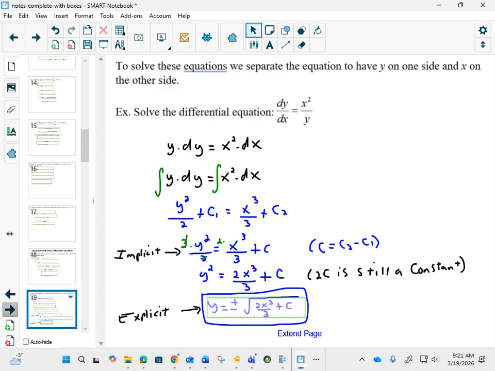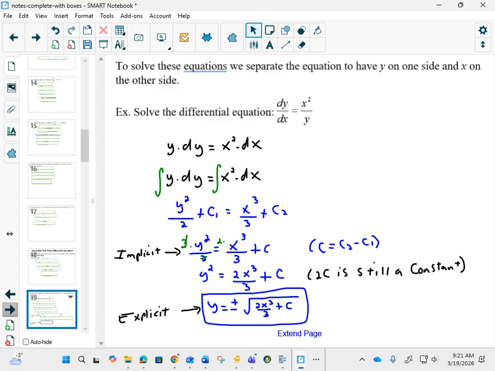This would be the explicit equation. Explicit is when you can get the y all by itself. I'd have to square root both sides. So the idea is this, and we can even go back to our very first one: if you have a differential equation that involves x's and y's, you want to separate it to get the y's on one side and the x's on the other. And then when you integrate both sides, one side you're integrating in terms of y, the other side you're integrating in terms of x.